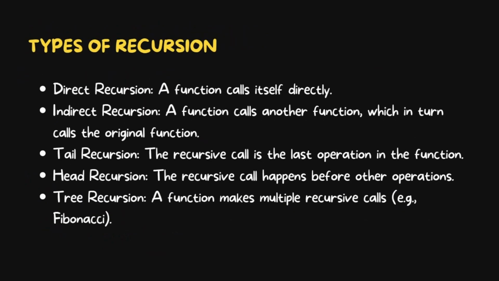Recursion comes in many forms. Let's break them down. Direct recursion: a function calls itself directly. Indirect recursion: a function calls another function which in turn calls the original function. Tail recursion: the recursive call is the last operation in the function. Head recursion: the recursive call happens before other operations. Tree recursion: a function makes multiple recursive calls, for example, Fibonacci. Each type has its pros and cons, but understanding them helps you decide the best approach for different problems.